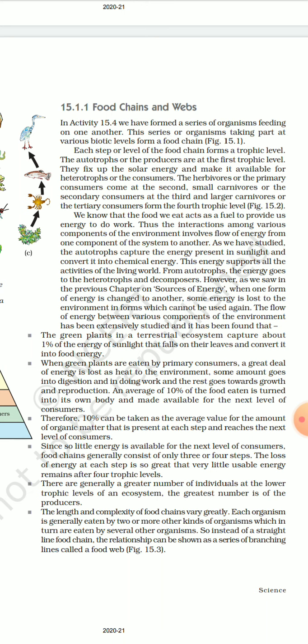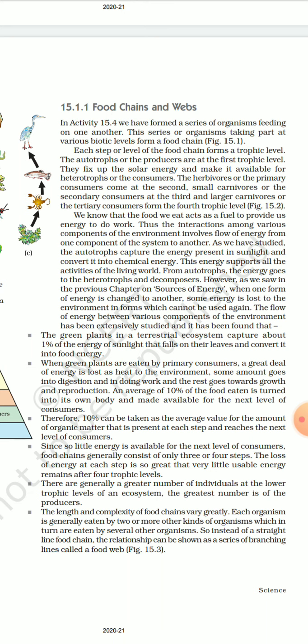As we have studied, the autotrophs capture the energy present in the sunlight and convert it into chemical energy. We have already discussed how plants absorb sunlight in the presence of chlorophyll and break it down into glucose, trapping the solar energy. This energy supports all the activities of the living world. Since plants are the autotrophs which make their own food, they are at the bottom of this entire food pyramid.